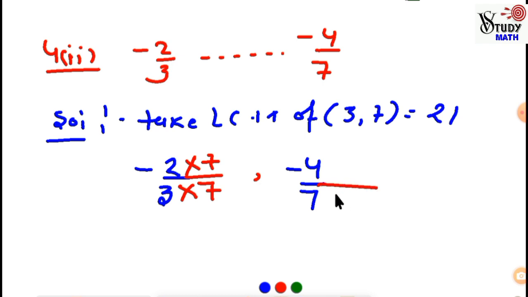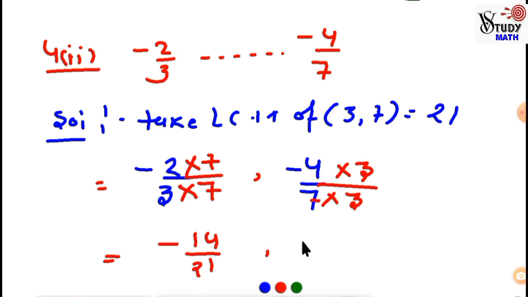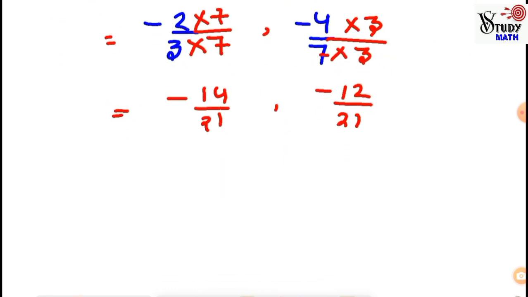Now the second denominator is 7, and I have to convert this into 21, so I multiply by 3. I also multiply the numerator by 3. After multiplying, 7 twos are 14, so we have negative 14 upon 21, and the second number is negative 12 upon 21. Here you can see both the denominators are equal. So now compare the numerators. One numerator is negative 14 and the second one is negative 12.